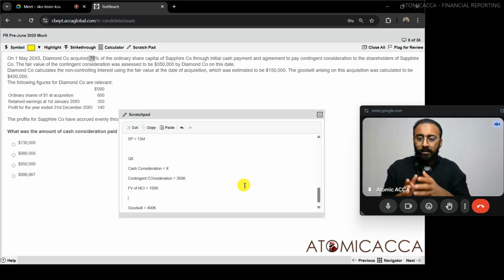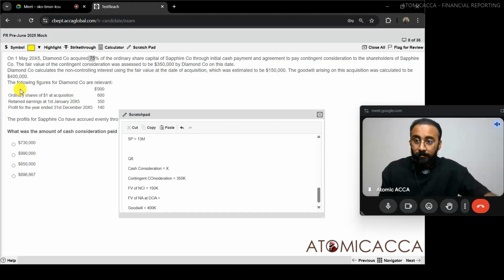So as per the format, we just need the fair value of net assets at date of acquisition. So we can find out how much it is. Okay. Following figures for Diamond Company are relevant. Share capital is 600,000. So that comes up here. Plus retained earnings on 1st Jan X5. When was the acquisition happening? 1st May X5. What do I need? I need the retained earnings at date of acquisition.